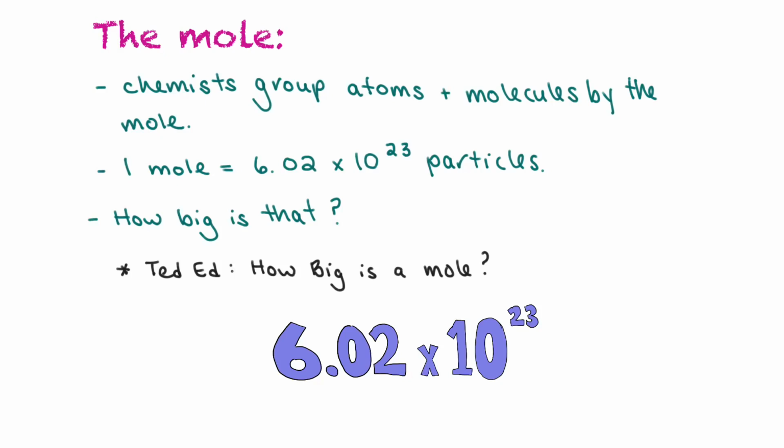So chemists have their own way of grouping numbers, and it's their way of grouping atoms and molecules. And chemists group atoms and molecules by the mole. And the mole is equivalent to 6.02 times 10 to the power of 23 particles. So that's a really big number, and it's really hard for us to wrap our heads around how big that is. Another way of saying this is that a mole is 6 sextillion particles.